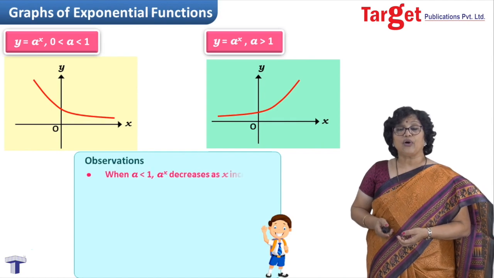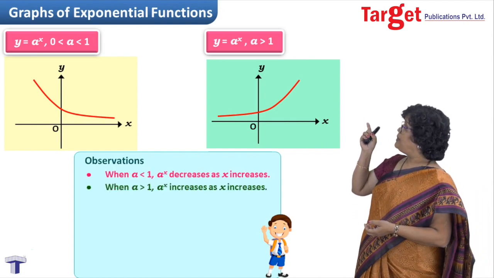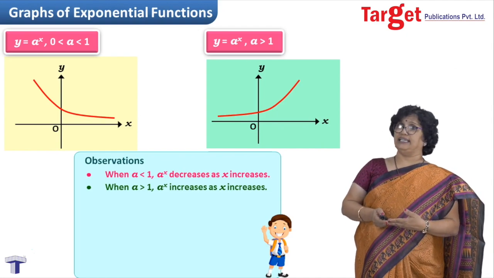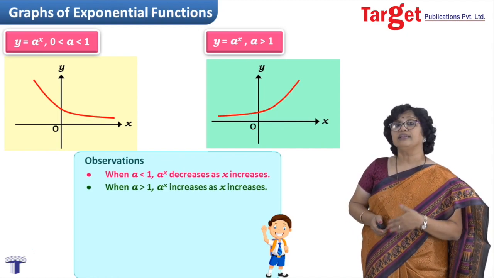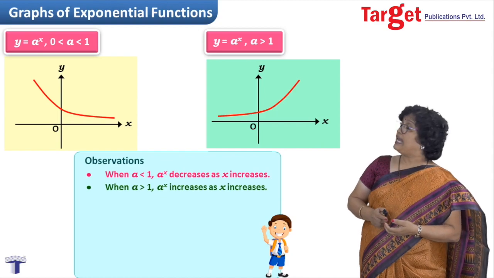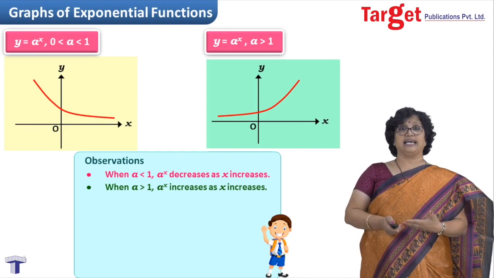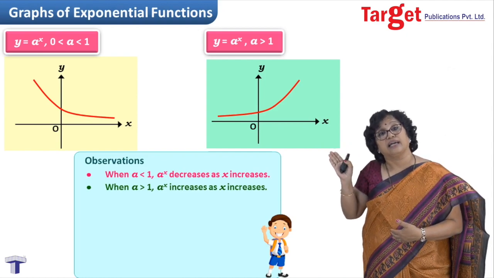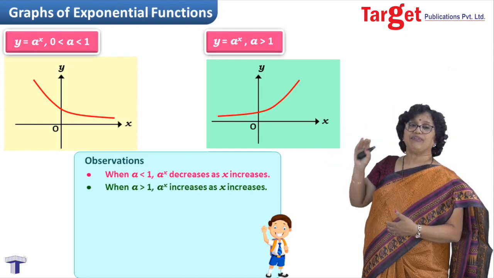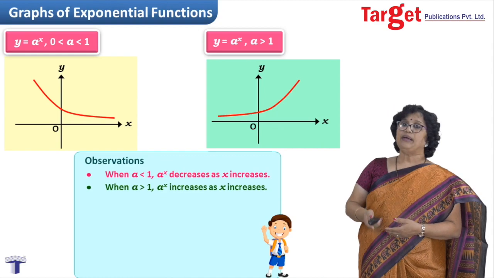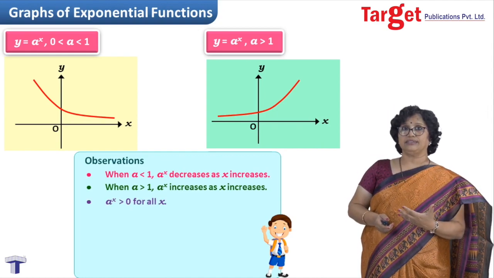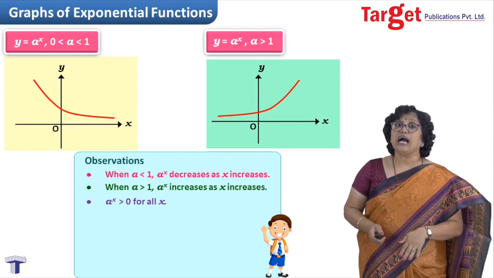We observe for a less than 1, that is the left graph, that a raised to x decreases as x increases. And in the second graph, I mean on the right, that a raised to x increases as x increases. So the left one, we will say it is a decreasing graph, and the right one, we will say it is an increasing graph. Now, do you observe that both the graphs, or both the curves, are fully above the x-axis.